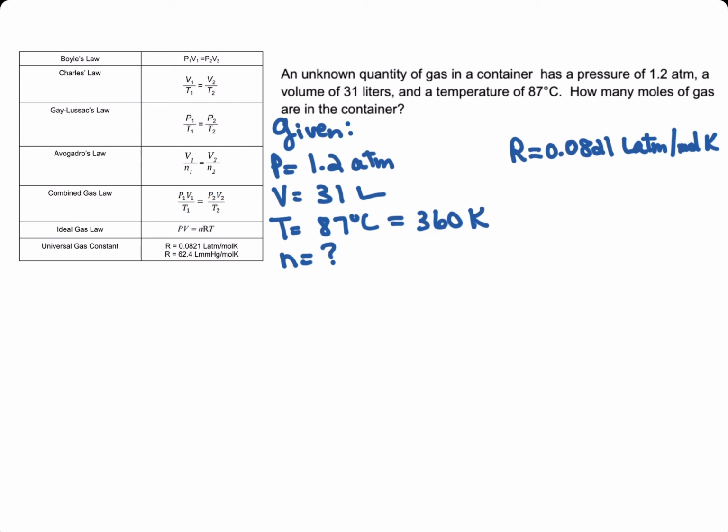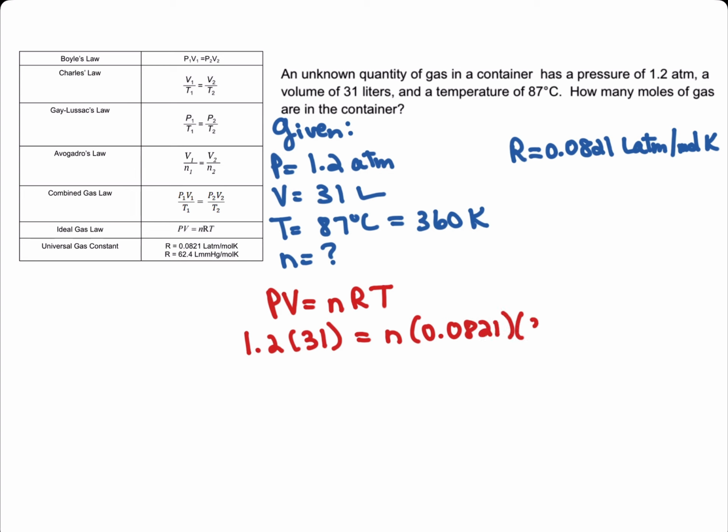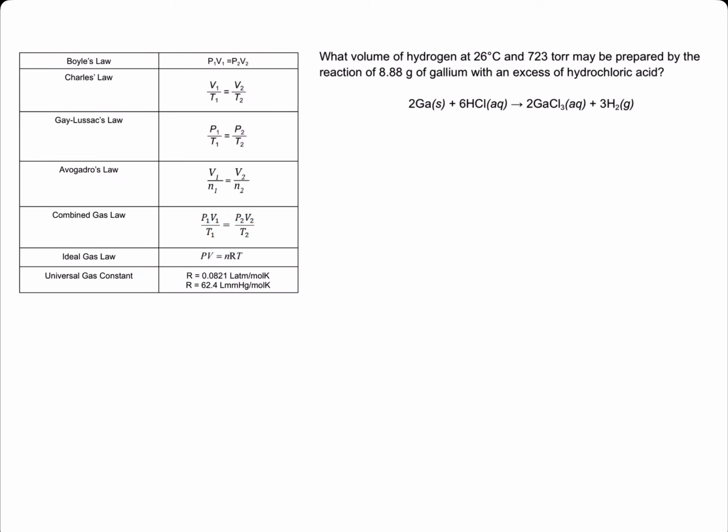All right, so the formula or the law that relates pressure, volume, temperature, and the number of moles is called the ideal gas law. PV equals nRT. I'm going to go ahead and plug in my numbers. So n equals 1.3 moles. Final answer.